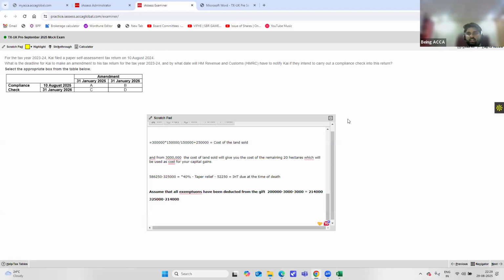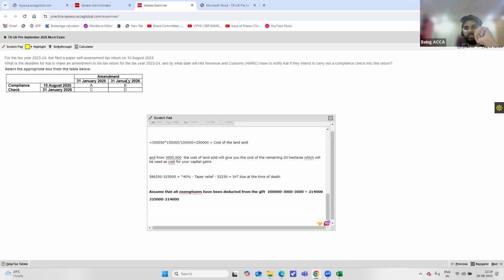Yes, checking backup proofs for calculation. So basically, it is checking whether you have actually filed and paid the correct amount of returns or not, is what a compliance check is. And for that, they'll be evaluating all of your calculations and everything. That is what a compliance check is. So by when will HMRC have to notify that they intend to carry out a compliance check into this return? What are the correct answers?